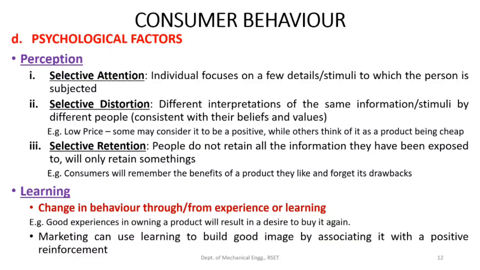An example for selective distortion is the case of a product being introduced at a low price. Some people may consider this to be a positive aspect, while others think of it as a product being cheap. So the same information or stimuli, which is a low price situation, is being interpreted in two different fashions by two different sets of people. These interpretations are consistent with their beliefs, values, and needs.